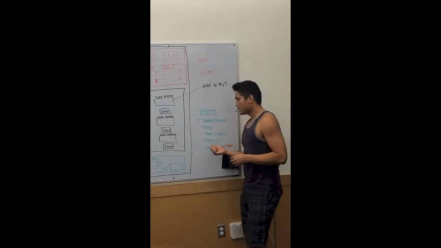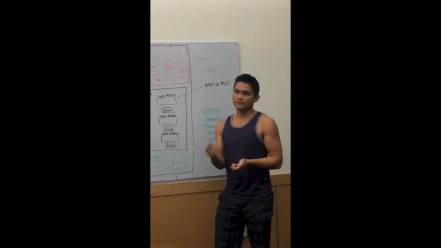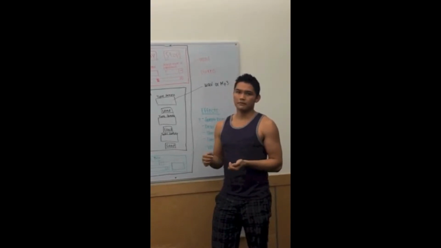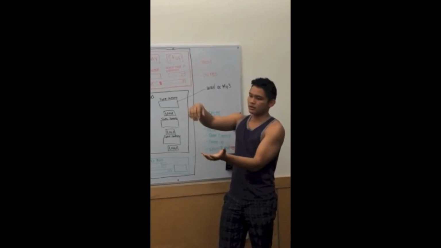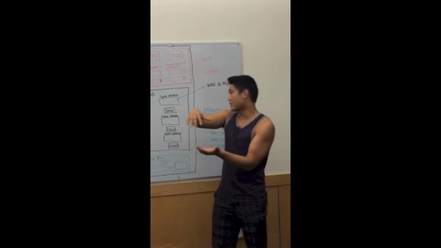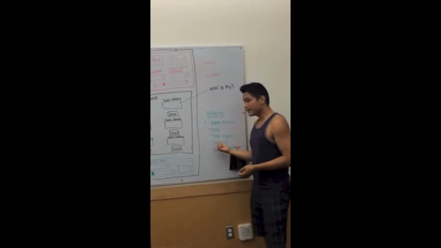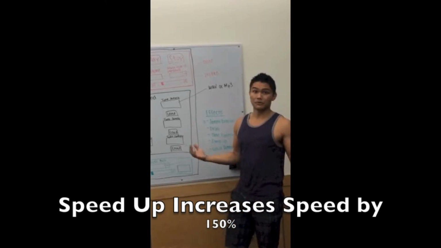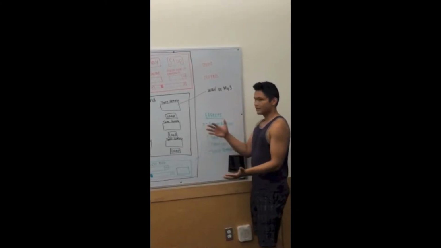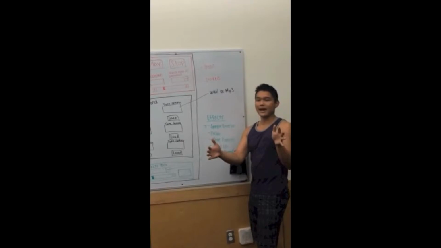Tone control kind of filters the higher frequency, so it makes it sound more compressed. It compresses the audio signal. Speed up plays it 50% faster than it would normally play, so that also increases the frequency. The song just plays faster.